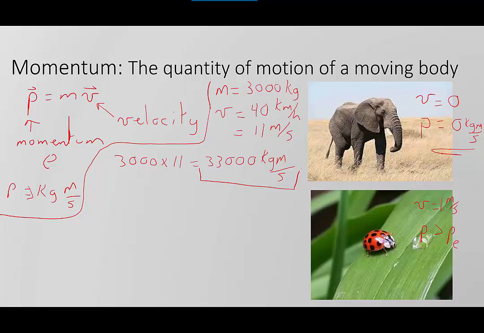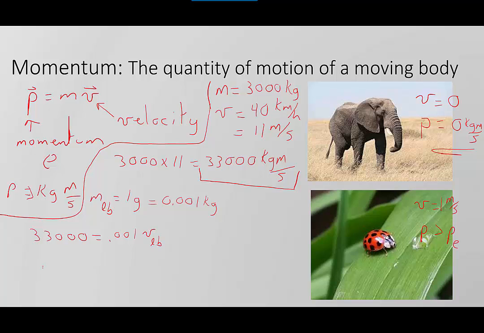So let's see, is there any way that a ladybug could have a greater momentum than an elephant if the elephant is going at least at its average pace? Well, in order to know that, we need to know the mass of the ladybug, and it is approximately 1 gram, which, if we change into kilograms, is 0.001 kilograms. So if we want the ladybug to have at least as much momentum as the elephant, 33,000 would have to be equal to 0.001 times the speed of our ladybug.